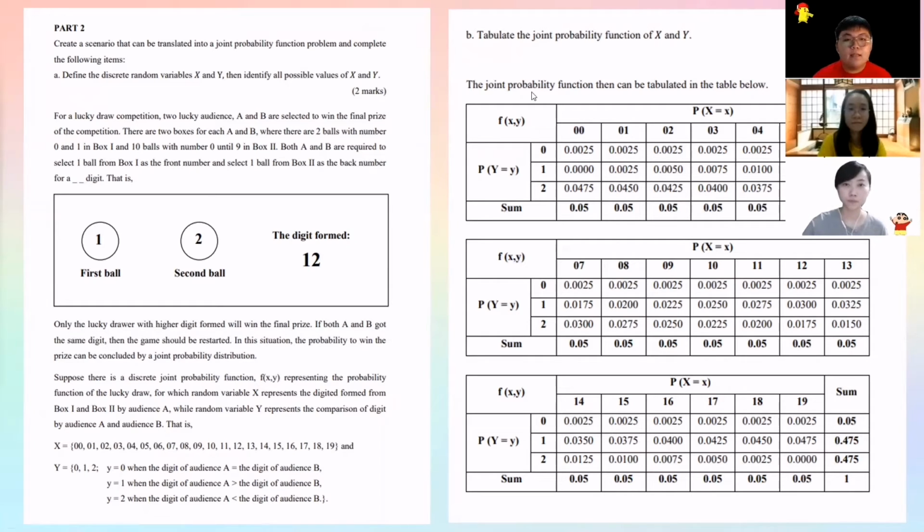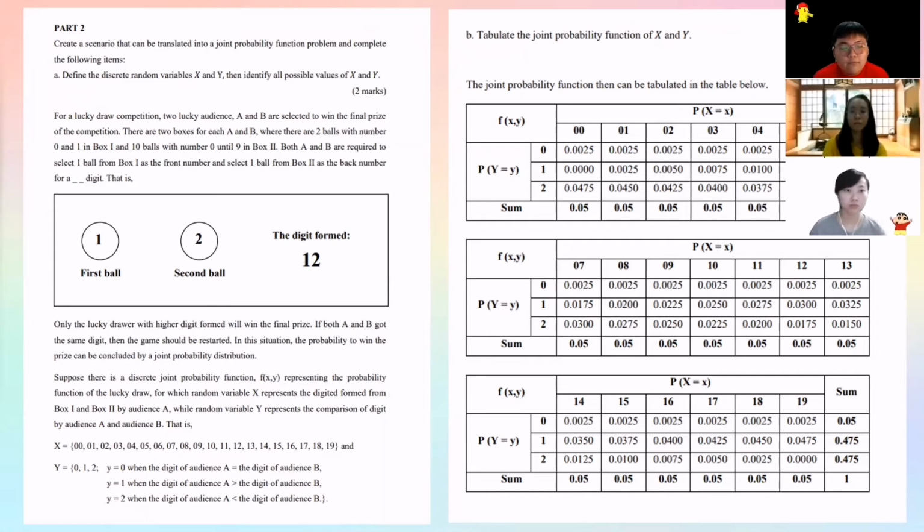here. Okay, my name is Park, and now I'm presenting part 2. So for part 2, the question requires us to create a scenario that can be translated into a joint probability function problem and complete the question. So now we try to think about a lucky draw competition. Then we pick out 2 lucky people, A and B. We select them to win the final prize of the competition.